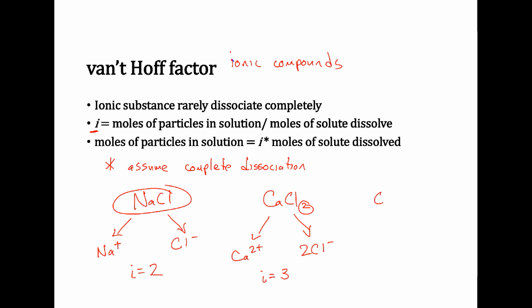So what happens if you have something like C6H12O6? Let's say we have glucose. And then we say glucose is a covalent molecule and it does not dissociate. So if something doesn't dissociate, we would assume that i equals 1.